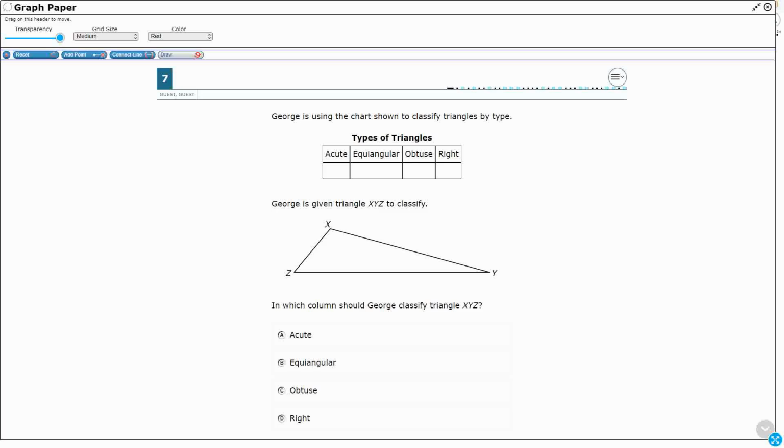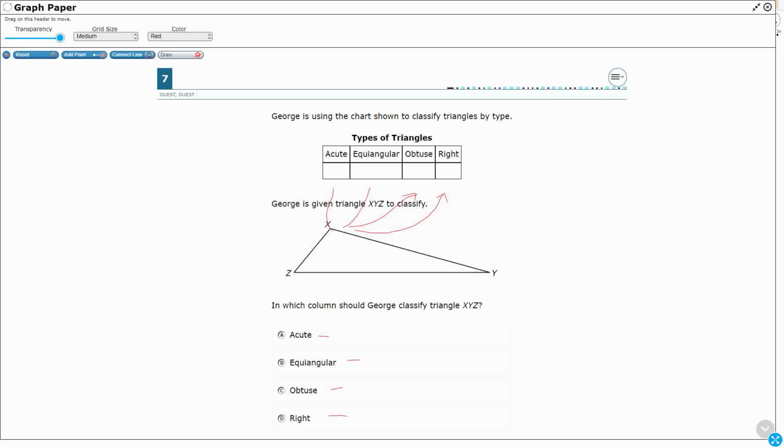All right, so we've got George here using this chart shown to classify triangles by type. So we've got acute, we've got equiangular, we've got obtuse, and we've got right. Now we've got this column right here, and we need to figure out where does this go? Does this go in the acute column, the equiangular, the obtuse, or the right?